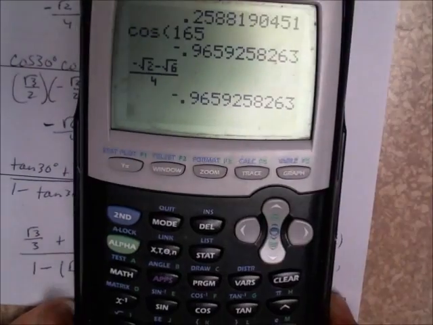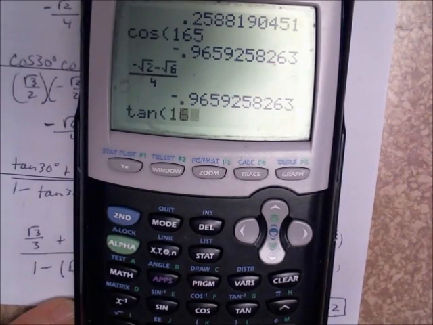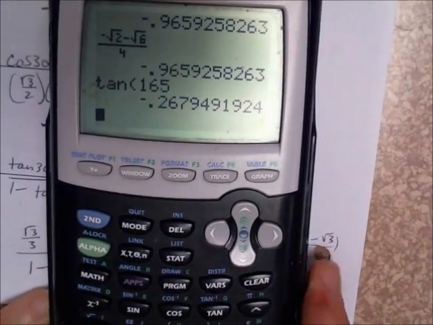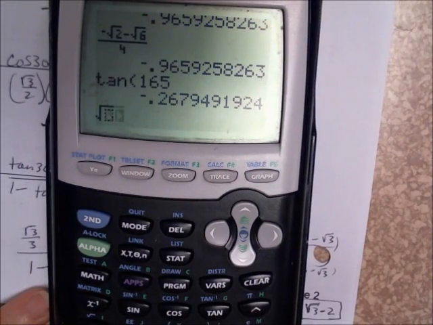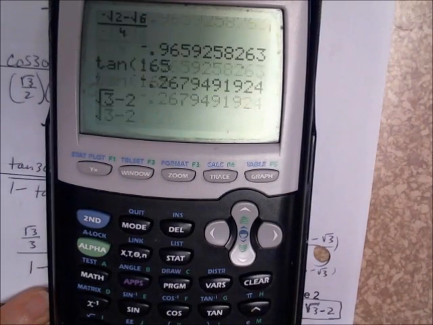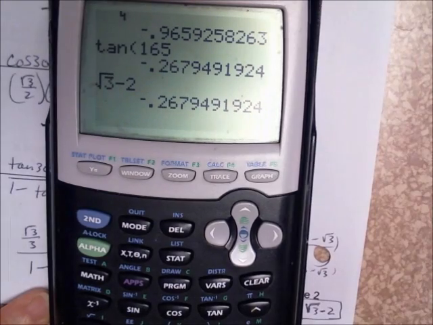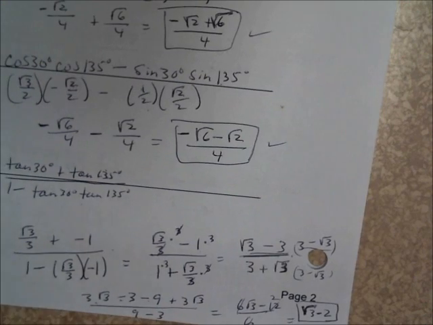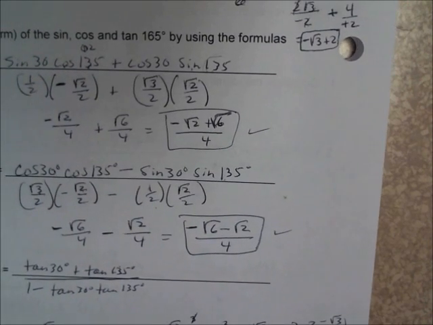Let's see what the tangent of 165 is. And then let's see what the square root of 3 minus 2 is. Well, hallelujah, it checks out. So this is our final answer, the square root of 3 minus 2, and that's how you use the formulas. See you tomorrow.